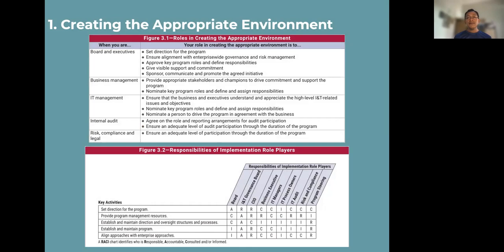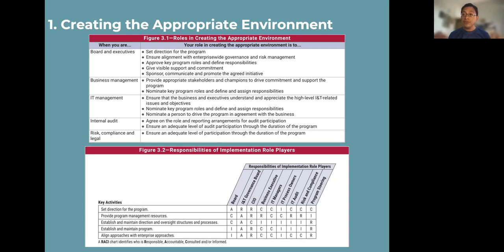Here it is. This is figure 3.1 in the book. So it depends on the position. If you are the board and executives, your role in creating the right environment is to set the direction, to ensure the alignment. Alignment means that you can prioritize according to the design factors, from the enterprise goals into the alignment goals until you arrive at the right process goals, for example, or the right processes, or the right governance and management systems. That's called alignment. And then you need to approve the key program roles, and also you need to define the responsibilities.